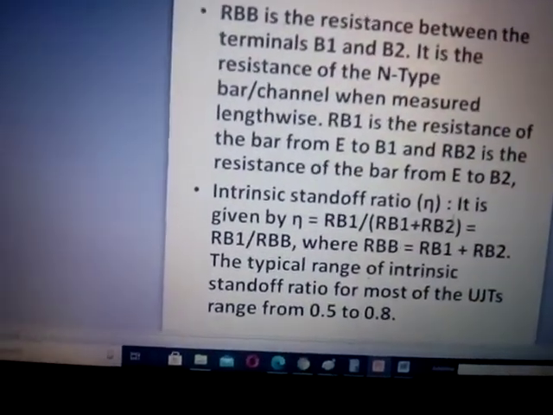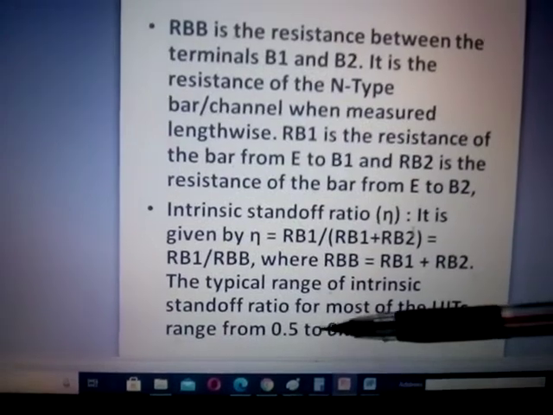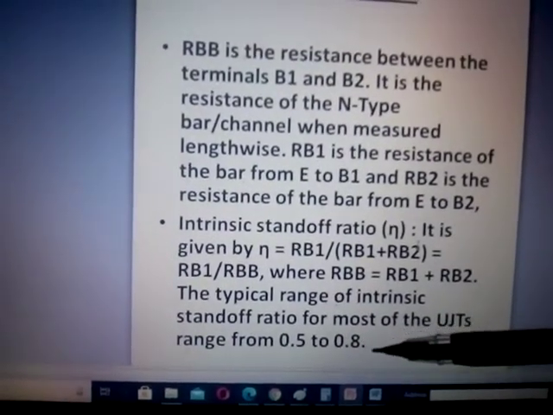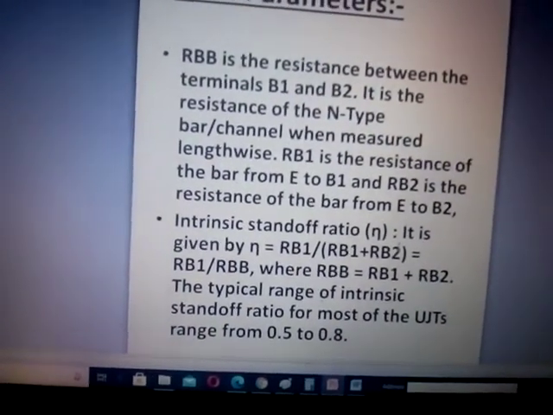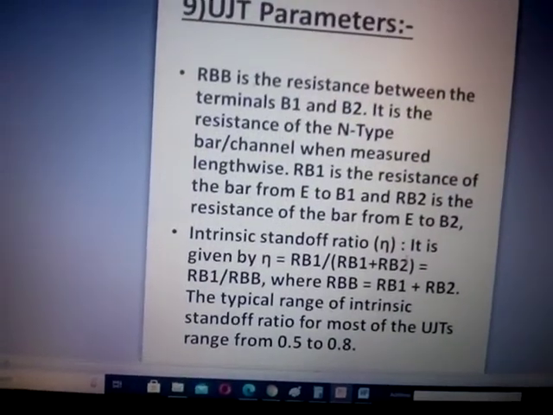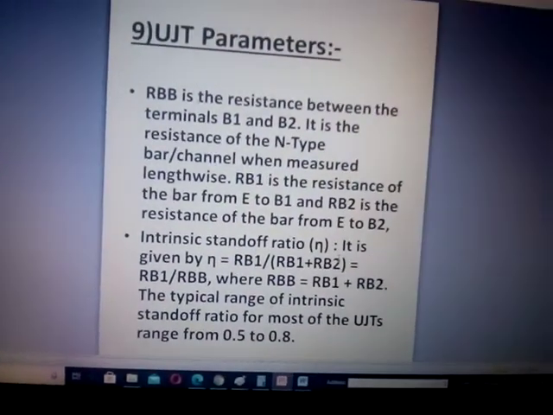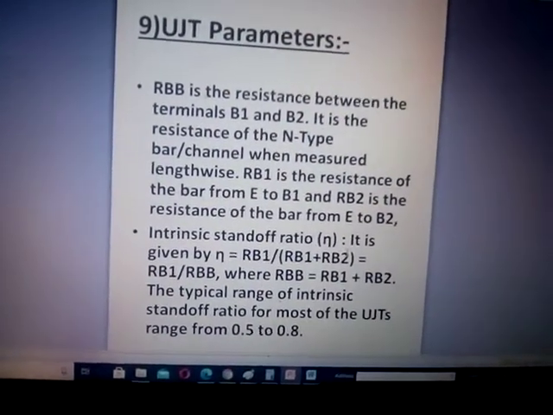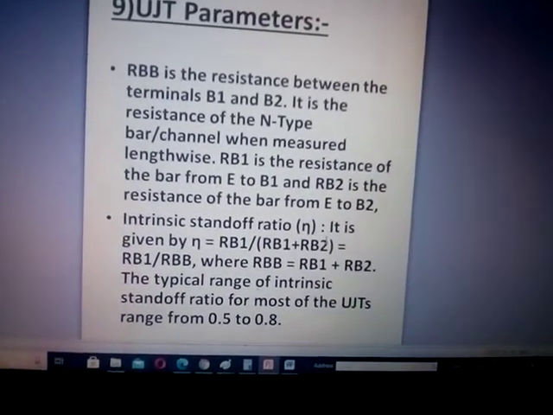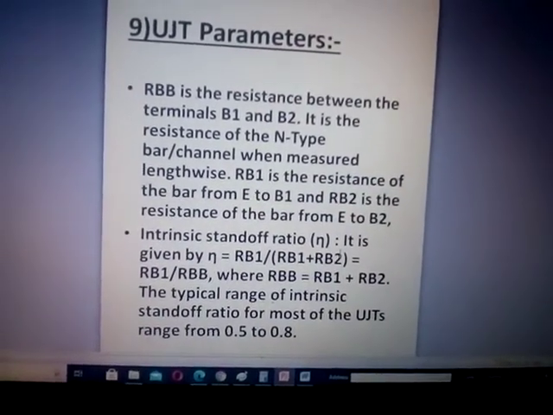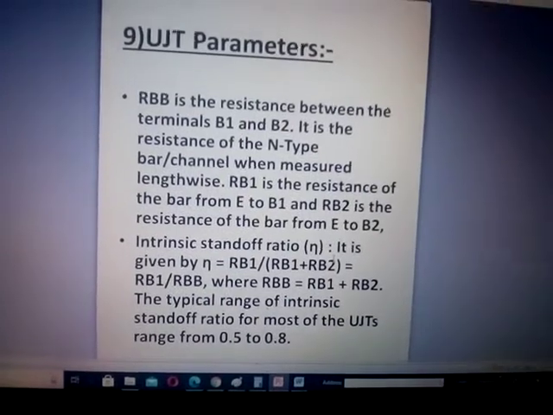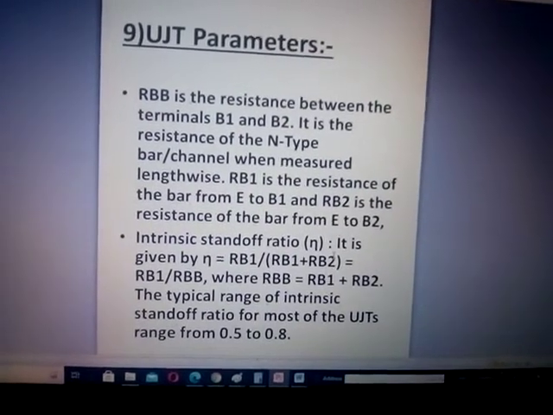For most of the UJTs it will be from 0.5 to 0.8, usually more than 0.5, because the emitter is above the middle point. So RB1 will be more than 50% of the total base resistance.